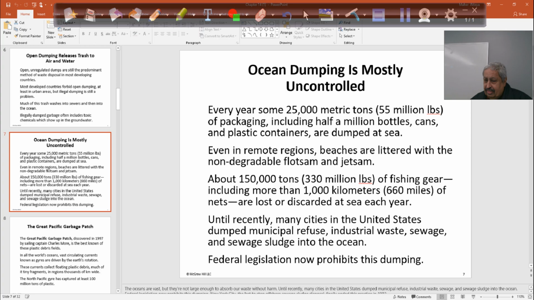Until recently, many cities in the United States dumped municipal refuse, industrial waste, sewage, and sewage sludge into the ocean. I think now it's not allowed to do that. Federal legislation now prohibits this dumping.